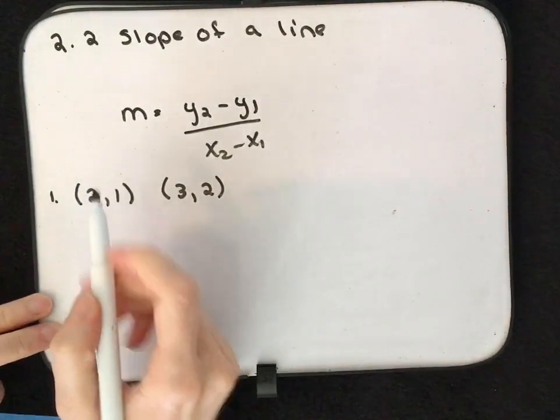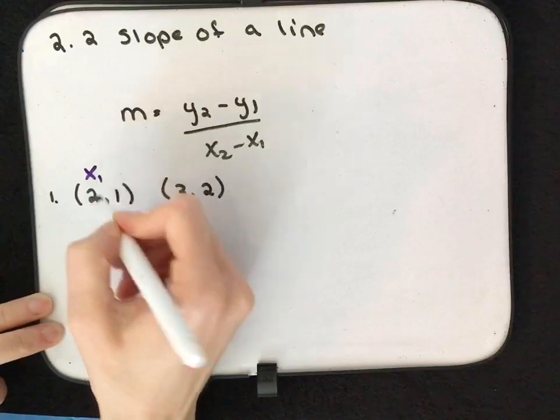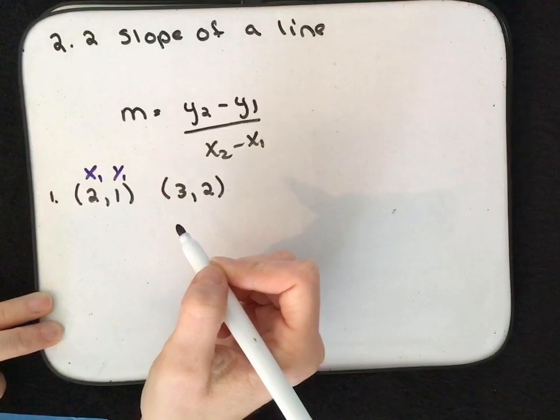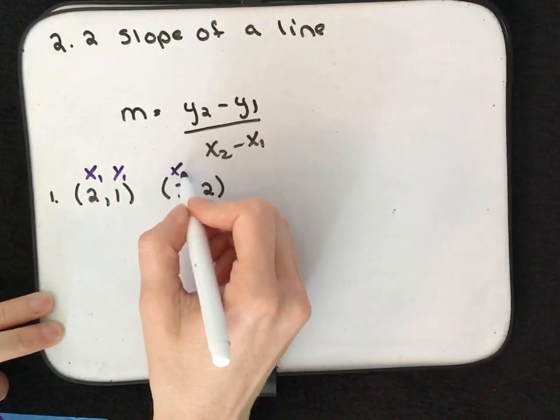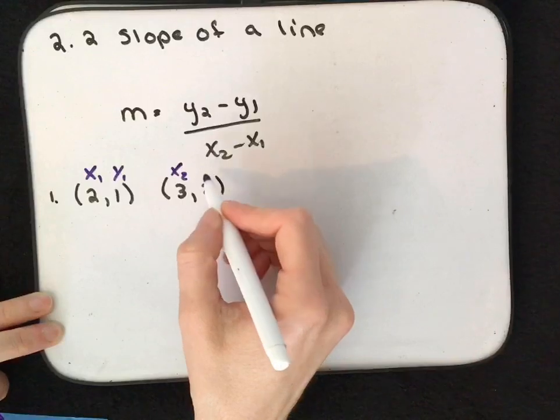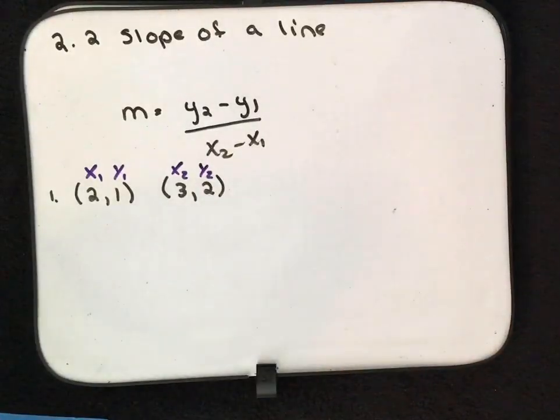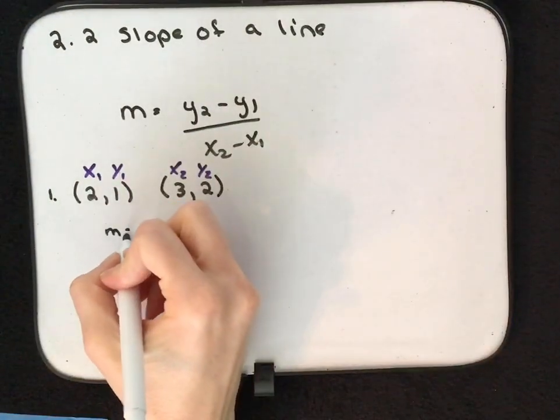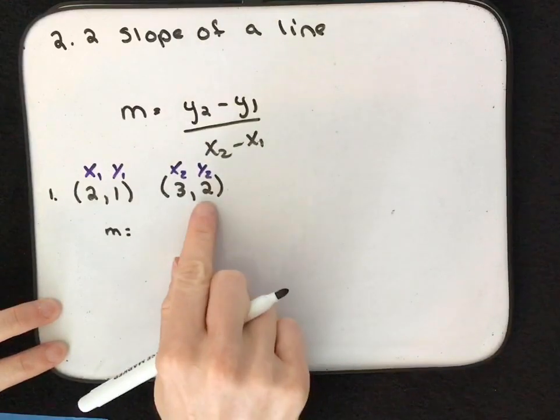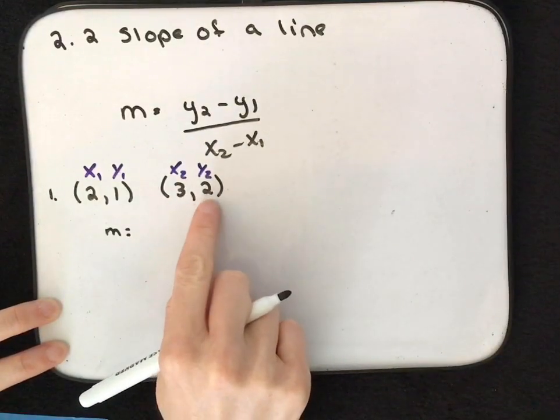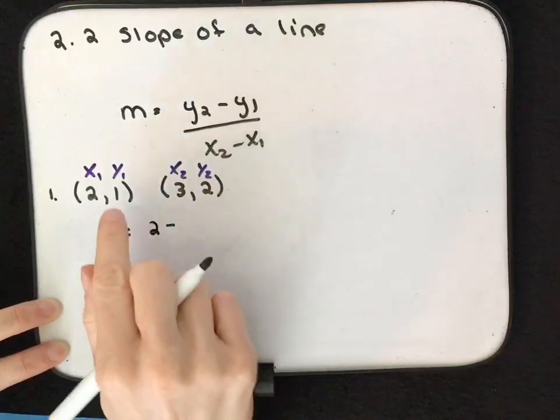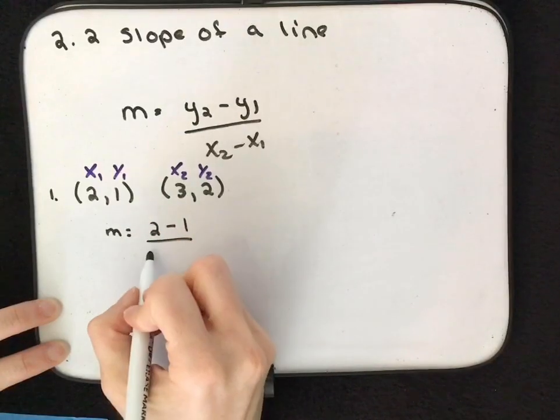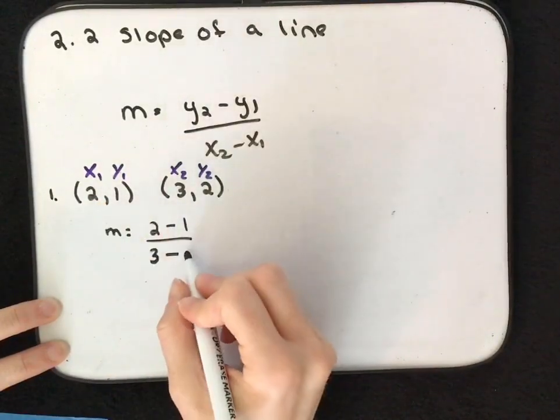This is our first point, and this is the x-coordinate, so that is x1. This is our first point, and it is the y-coordinate, so that's y1. This is our second point, it is the x-coordinate, so that's x2. This is our second point, this is the y-coordinate, so that's y2. Now we have everything labeled, we can substitute it into our formula. So m equals y2, well y2 in this case is the y-coordinate from our second point, so 2, minus y1, in this case which is 1, over x2 minus x1, which in this case is 2.